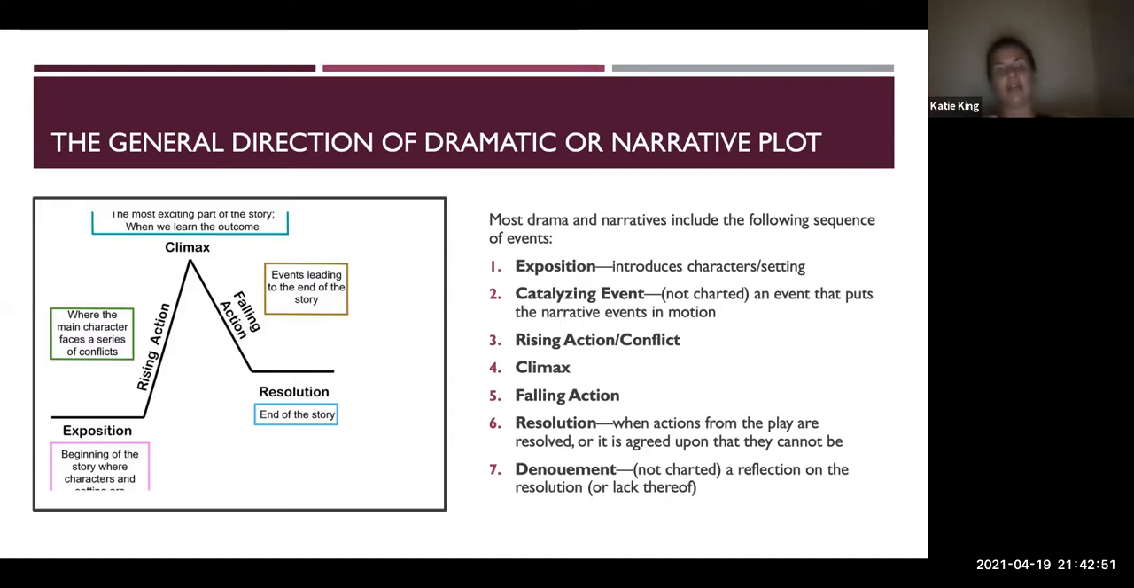You have the events that the climax, by changing the whole sort of narrative dynamics of the story or of the play, creates new actions, which are the falling action, which lead us to the end of the story where the resolution and the denouement occur. In the resolution, what can be resolved is resolved. What can't be resolved is sort of left, agreed upon that it can't be. And then the denouement is sort of the final reflection on all of this, right?